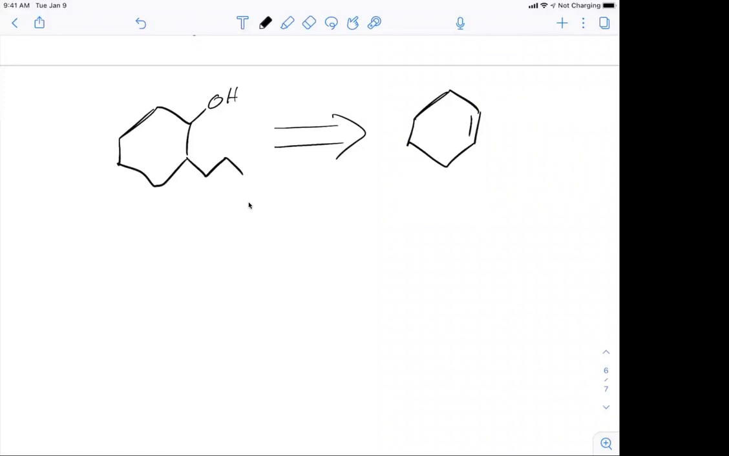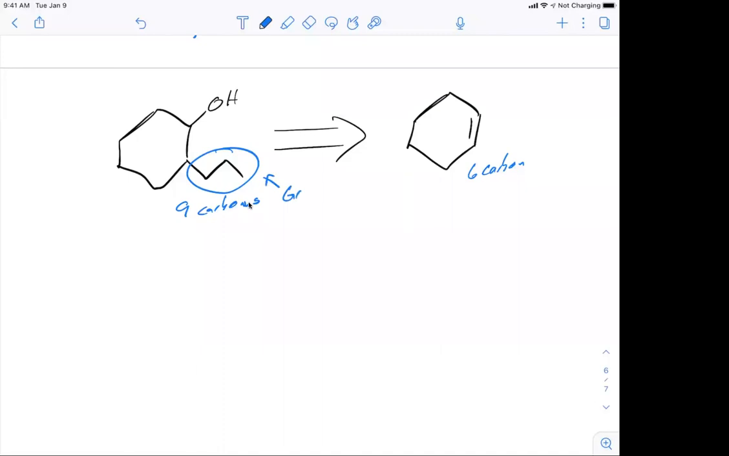Okay, so we have a little bit of time. Let's go ahead and take a look at this one. All right, and this one, we have 6 carbons, and over here we have 9 carbons. And it's pretty obvious that we're adding those 3 carbons. Now we could add those 3 carbons as acetylide, but most likely this is going to be added as a Grignard.